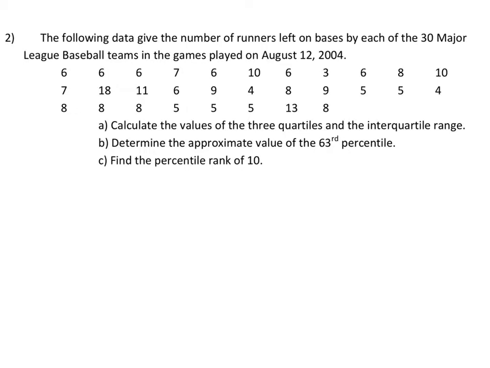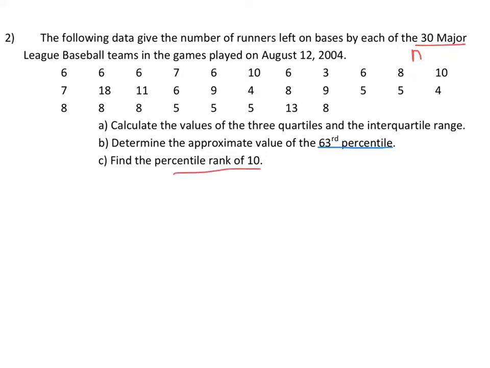Problem number 2, the following data gives the number of runners left on base by each of the 30 Major League ball clubs. So here they're telling you that n, the number of numbers, is going to be 30. And you have to calculate the values for the 3 quartiles in the interquartile range, find the approximate value for the 63rd percentile, and then find the percentile rank of 10.